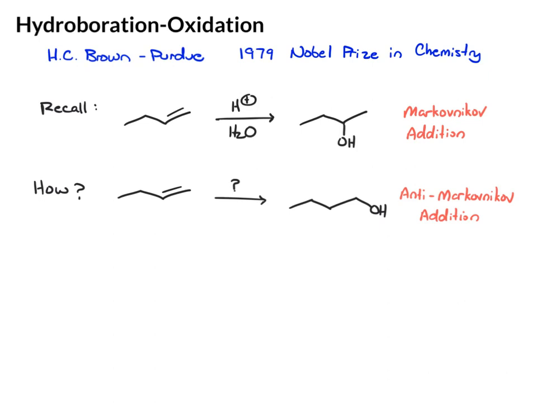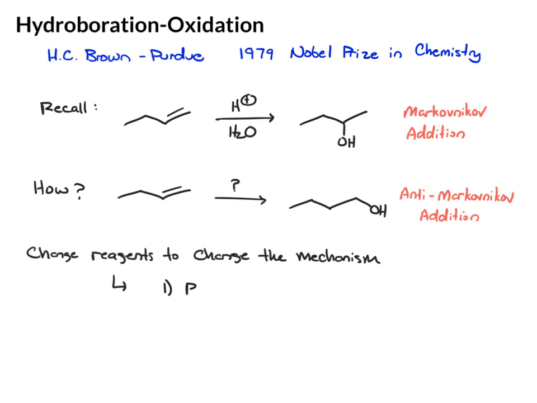Well, in general, when you're trying to get a different product, what you need to do is change the mechanism. And we can change the mechanism by changing the reagents. And what reagents do we need to do this? We're going to use BH3, followed by a second step with sodium hydroxide and hydrogen peroxide. And the BH3, that's the hydroboration step.